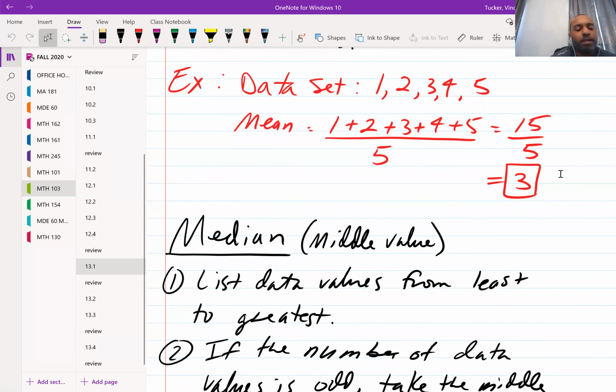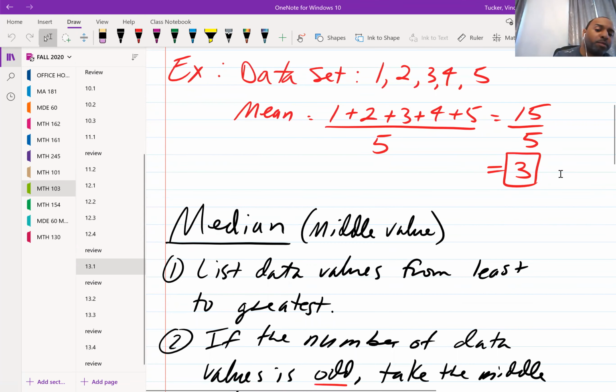All right, median, you can think about middle or middle value. To find your median, you list all your data values from least to greatest. And always remember that step because a lot of times people forget that. That first step is very important. You list all your data values from least to greatest.